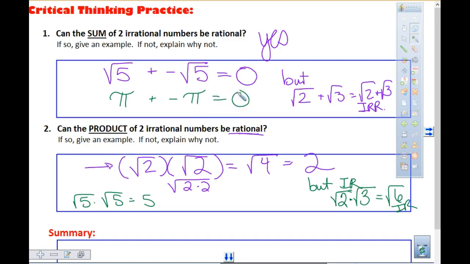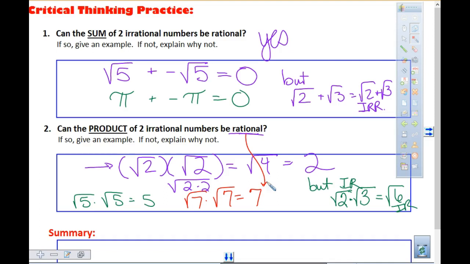What'd you have? You got to come up with one. Did you get one? Pick a number that's not a perfect square. 7. Okay, square root 7. So if I take square root 7 times square root 7, I get square root of 49, which is 7. Another example where this is rational, right?